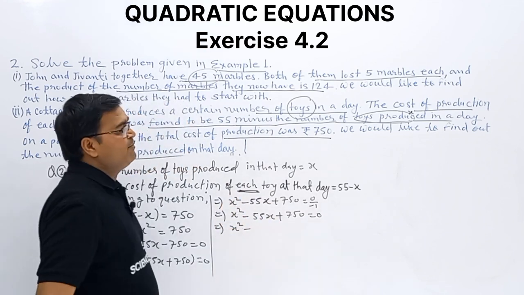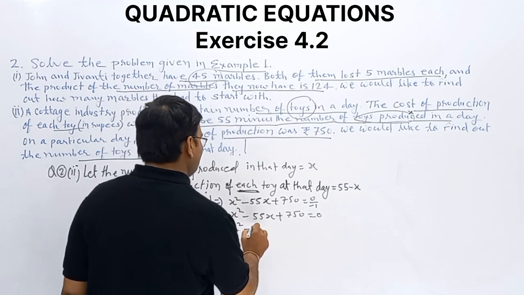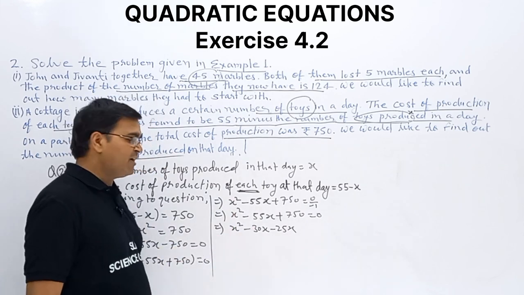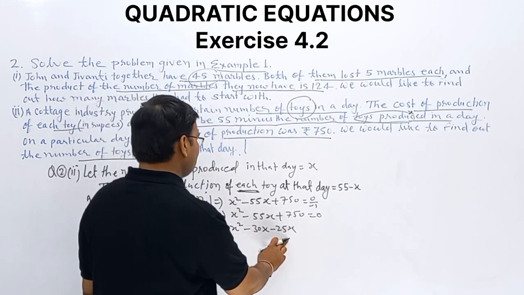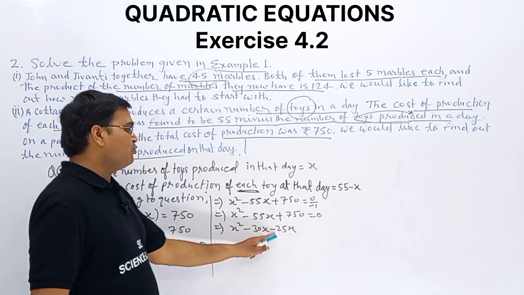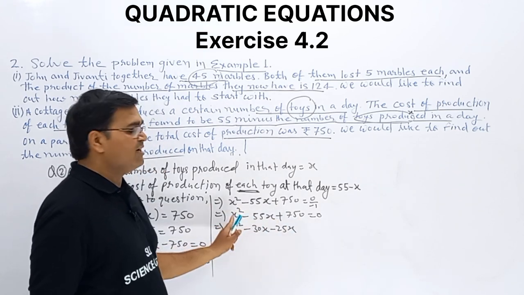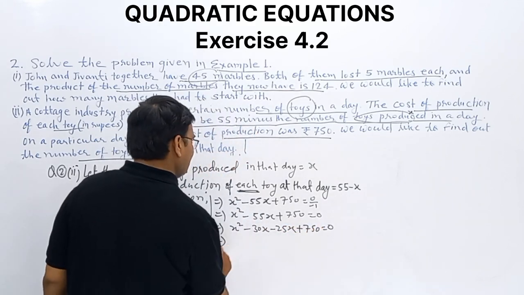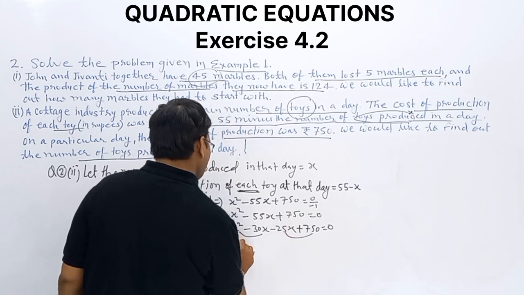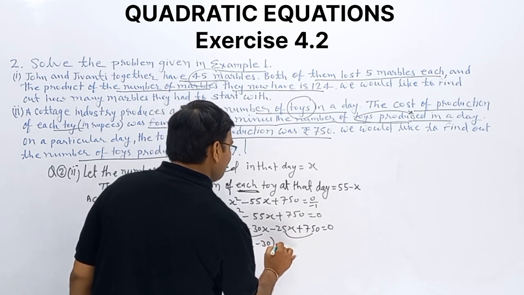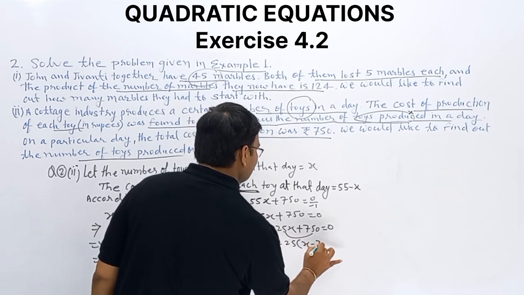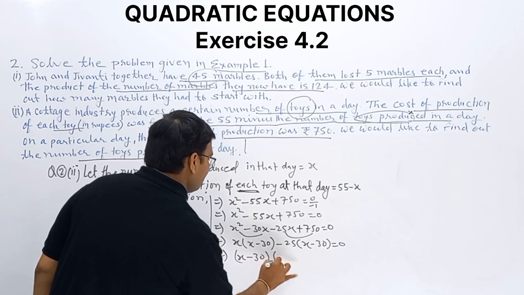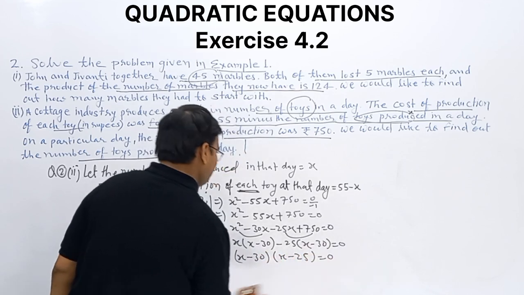X square minus 55x. 55 can be written as 30x minus 25x. We add both, 55x, and the product of both, 30 times 25, is 750. Minus into minus, plus. We are getting x square minus 30x minus 25x plus 750 equal to 0. Now take common in both. X we are taking outside: x minus 30. Minus 25 we are taking outside: x minus 30 will be 0. Take the bracket outside. What is the remaining? X minus 25 will be 0.